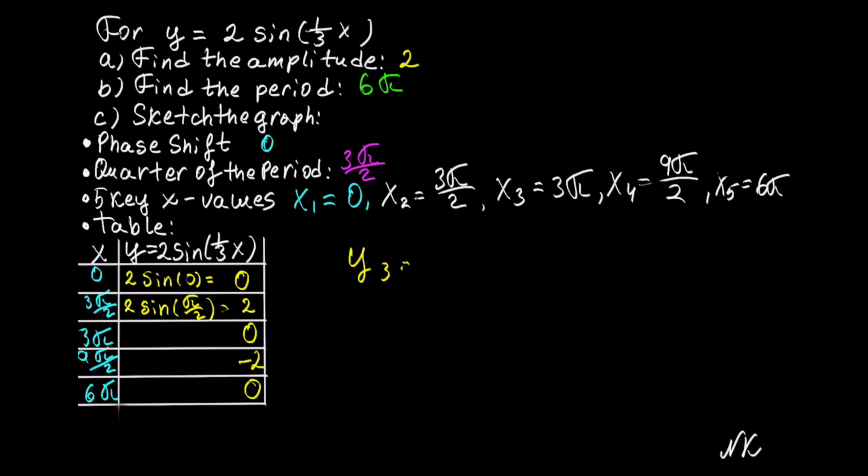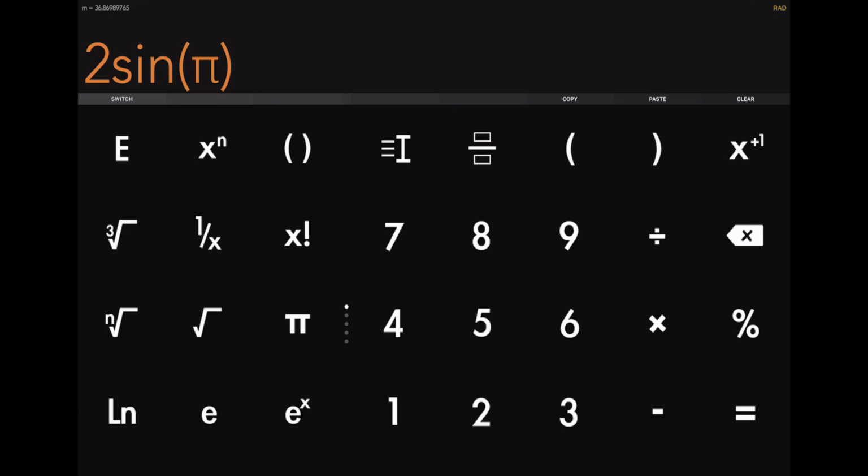y3 can be calculated by taking 2 sine of 1/3 of x and substituting the third x value, which is 3 pi, instead of x. 3 pi is over 1. The 3s will cancel, and we get y3 is equal to 2 sine of pi. 2 sine of pi is equal to 0.